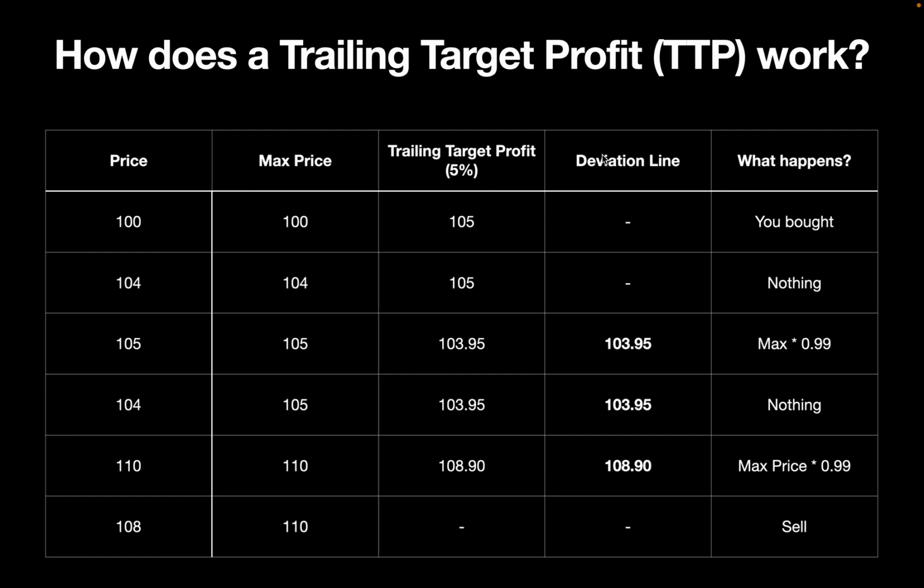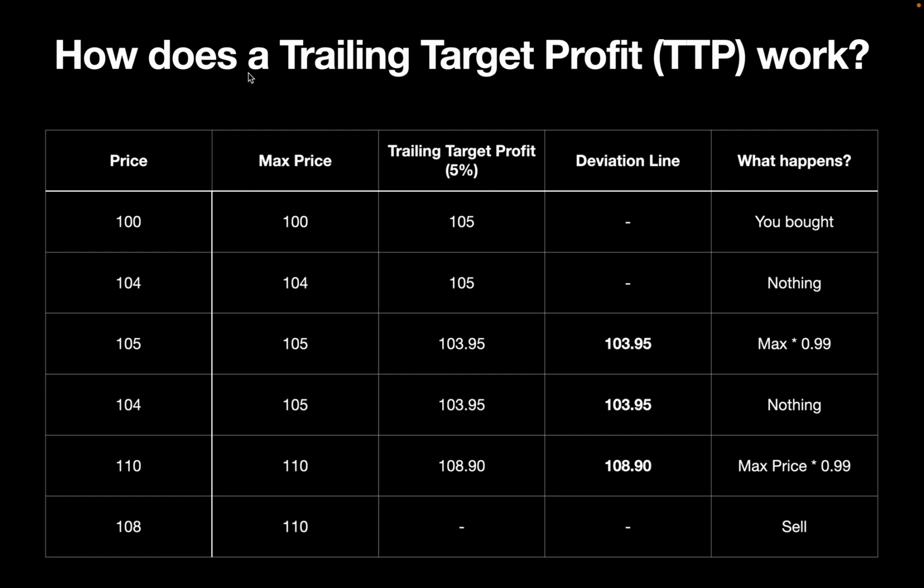The next column, the deviation line, which I will come to in some seconds, is activated as soon as the price is crossing above the current target profit, which is not the case yet. The last column is just summarizing what is happening in each row. Let's move on to the next row. The price is climbing to $104. You have a new maximum price with that, but as you see, the TTP is still at 105 as we didn't cross the defined target profit level.